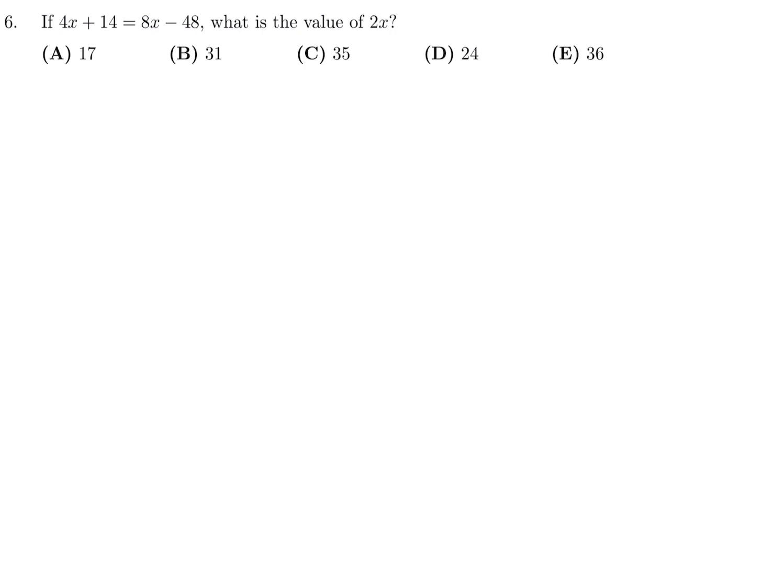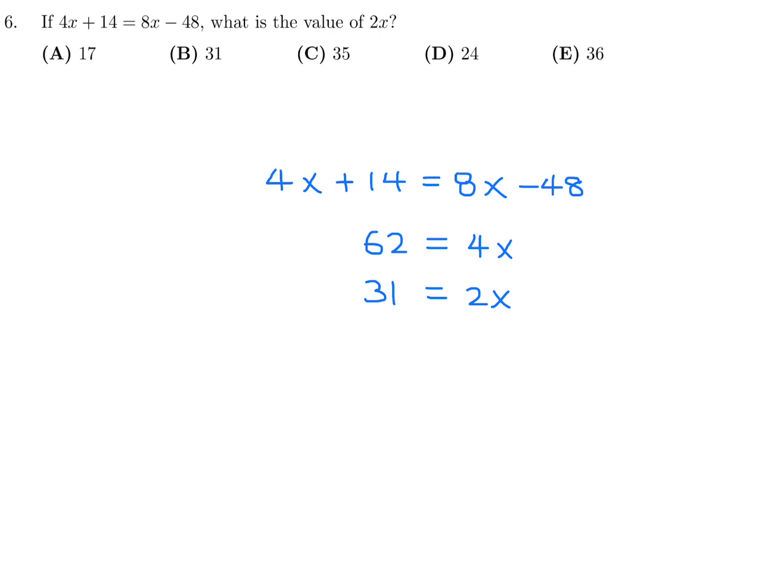4x plus 14 is equal to 8x minus 48. What is the value of 2x? So we got a little bit of an algebra problem here. And let's collect like terms. Bring the x's to one side, and when I do, I get 4x. Bring the 48 over, and that'll be 62. So therefore, let's just divide through by 2. That'll give me my 2x right away. 31. There you go. Number 6, the answer is B.